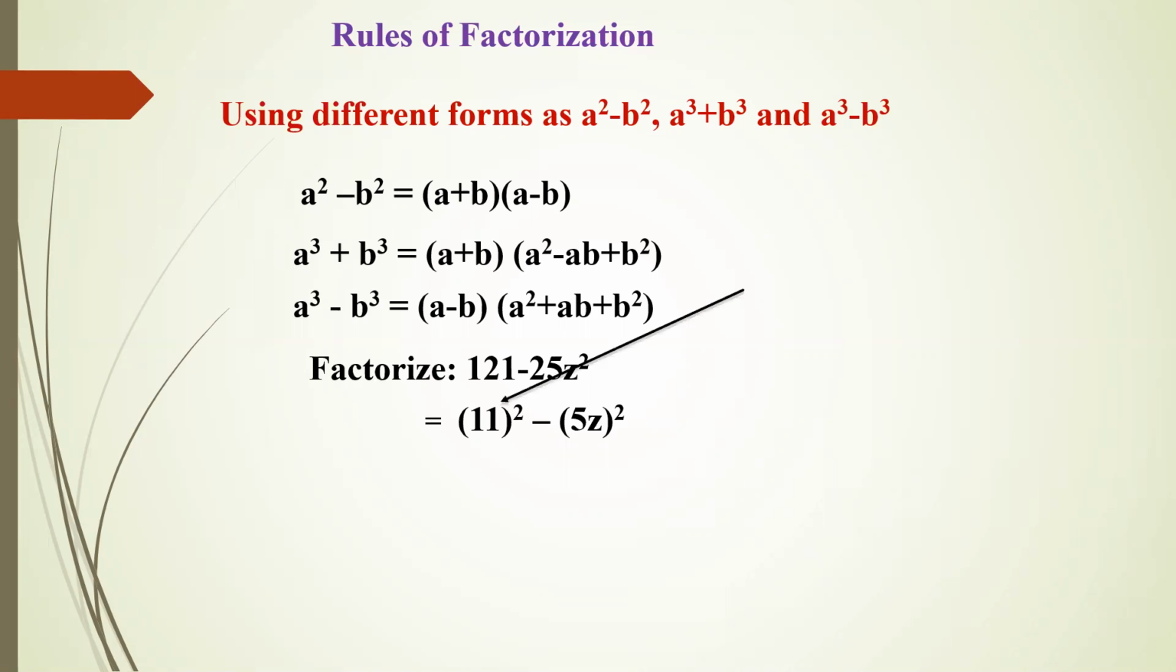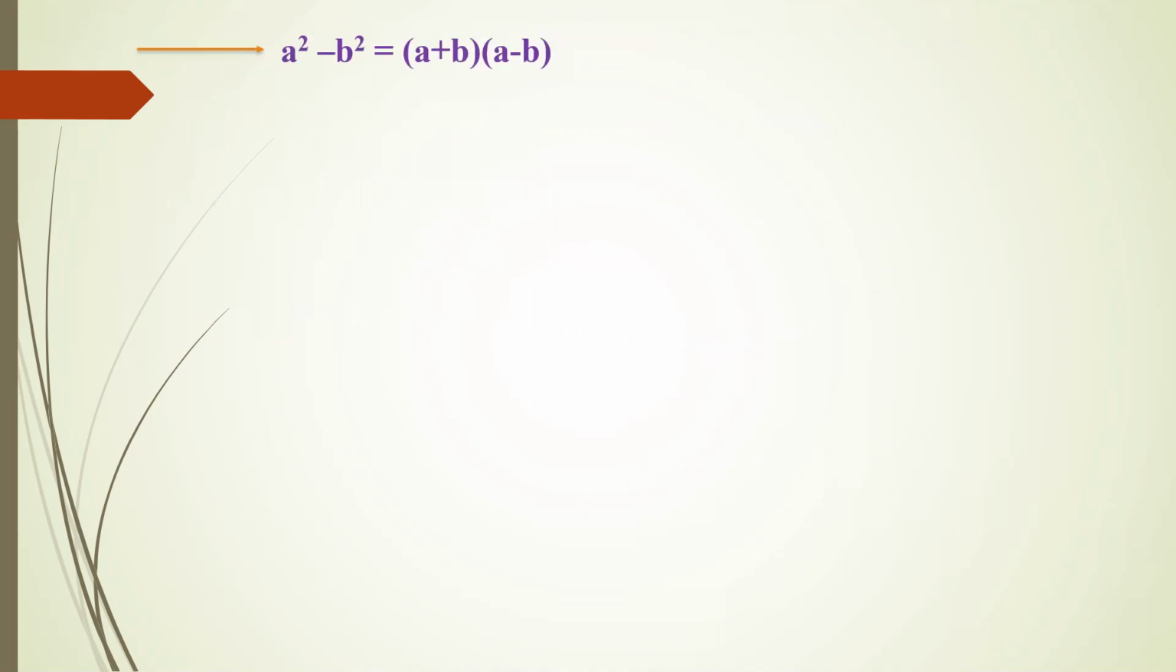So if I consider this 11 as a and 5z as b, what will happen? It will become a square minus b square. And you can look at it, compare with a square minus b square. We can apply a plus b times a minus b. Then what will you get? It is 11 plus 5z and 11 minus 5z. 11 plus 5z is a plus b, 11 minus 5z is a minus b. Okay, using that way. Okay, let's get another one.